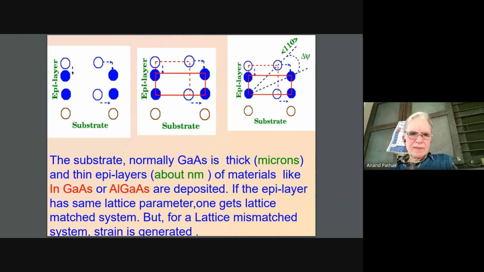Yeah. So you have, for example, a gallium arsenide substrate. On that you can deposit either indium gallium arsenide or aluminum gallium arsenide. In each case, a small number of layers. If you put a very small number of layers, they will adjust to the substrate. The lattice parameter is different here, and that's why strain is produced, but it has to adjust itself to the substrate. Next one.